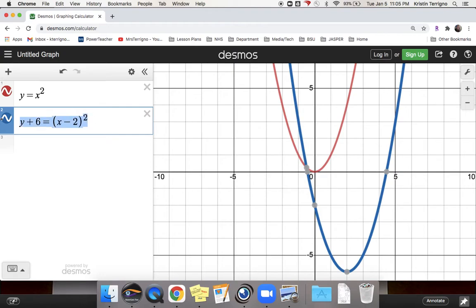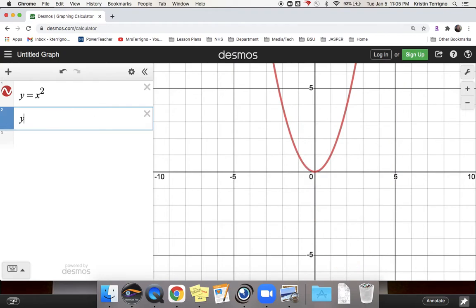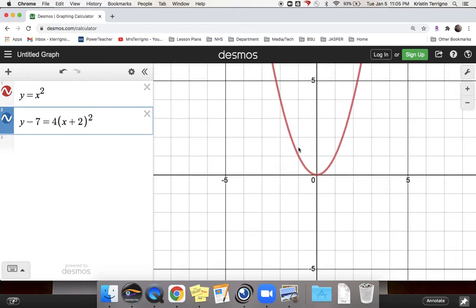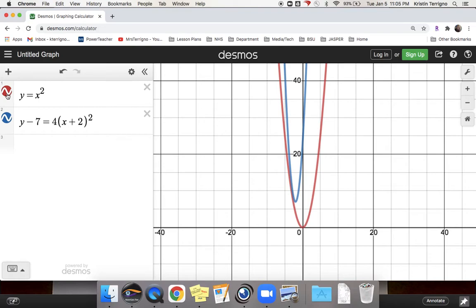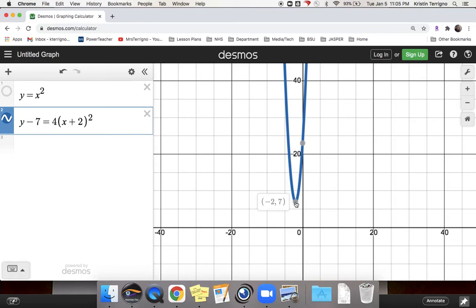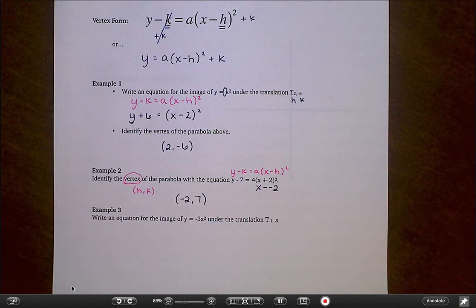Let's talk about the one that we just did. So this one, it asks us to identify the vertex of y minus 7 equals 4 times x plus 2 squared. Oh, probably can't see it. Yeah, there it is. Hiding up there. It's that blue one. Let me hide this one. Okay. And if I click on that vertex, you can see it's at -2, +7. Again, notice that those signs, the positive, negative, are backwards from what you see here in the equation, and that's on purpose. That's okay.